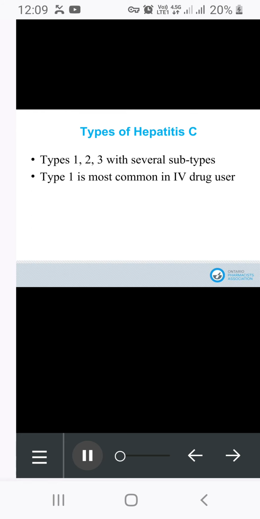There are 3 subtypes of hepatitis C, 1, 2, and 3, and each of those have subtypes within it. Type 1 is generally the most common in the IV drug user.